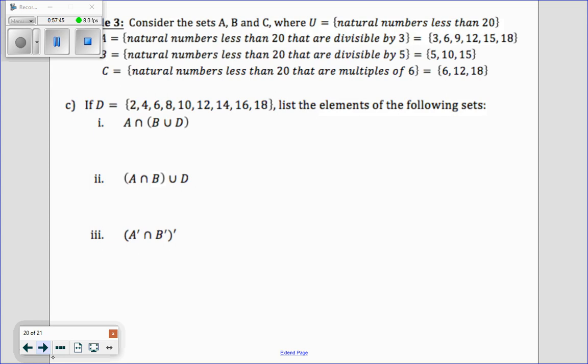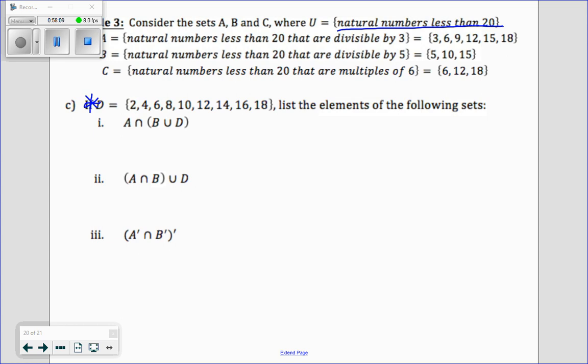Okay. So we've got the universal set, which is everything under 20, 1 and up. So essentially 1 to 19. That's the universal. So I've listed out what A, what B, what C is. And then we're going to add in a new one. Here's D. So D just looks like it's even numbers, right?